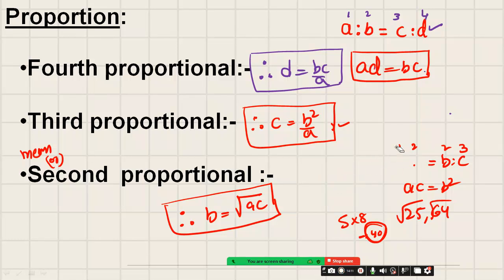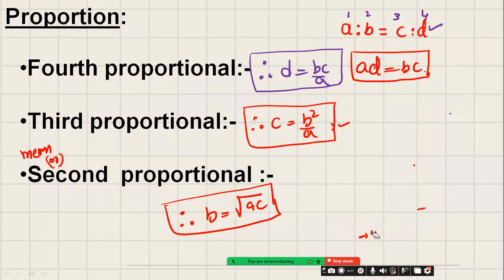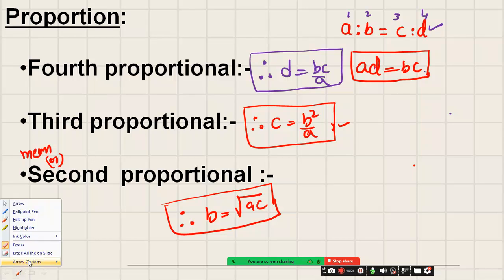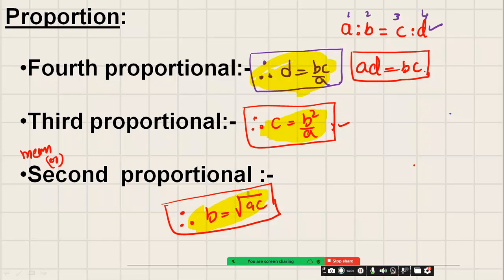Just remember only formulas. What is the second proportion formula, guys? B is equal to root of AC. What is the third proportion formula, guys? C is equal to B square by A. What is the fourth proportion formula, guys? D is equal to BC by A.